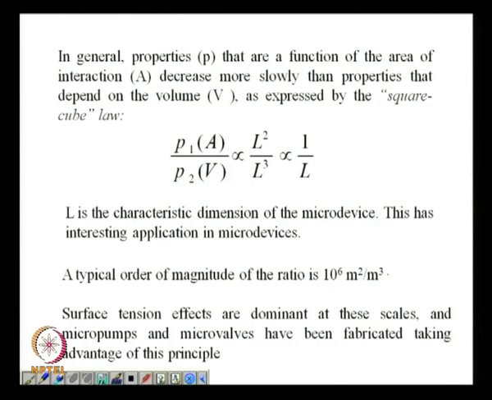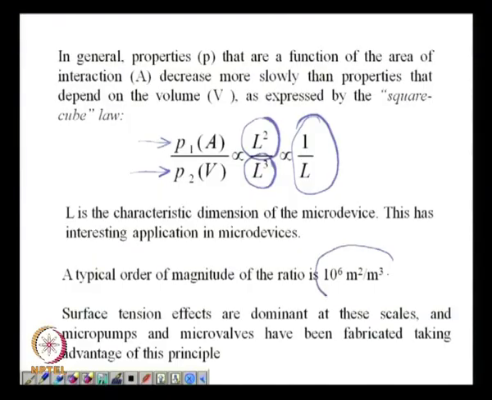Now if we try to express it more scientifically, any property which is a function of the area of interaction decreases more slowly than properties that depend on the volume. So if we think of mass, it's going to scale as L cube, but if we are talking about surface tension, which is a function of the area, it's going to vary with L square. So the ratio of surface tension to the mass of the system is going to scale as 1 by L, where L is the characteristic dimension of the micro device. And the result of this could be very interesting when we think about micro devices.